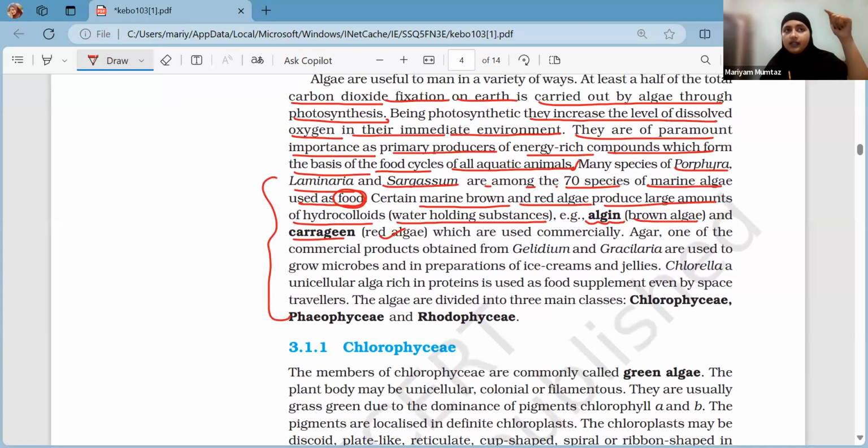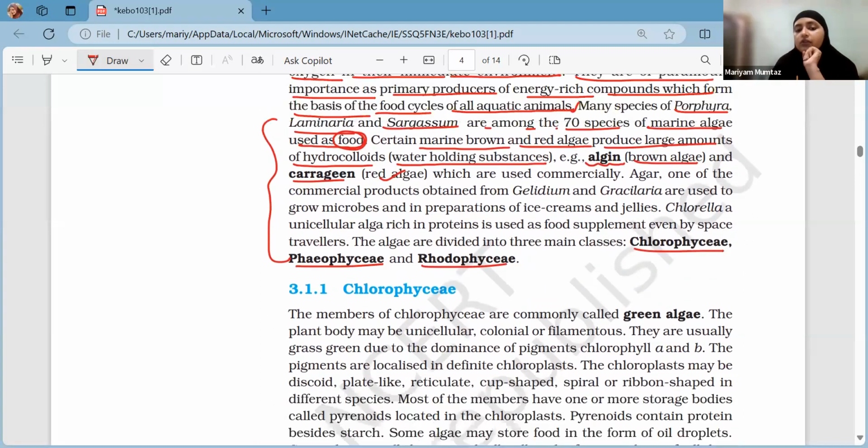See, now kingdom, phylum, then after that, class. Third comes the class, isn't it? So now we'll talk about the classes that come under the division, that is algae. So Chlorophyceae, Phaeophyceae, and Rhodophyceae are the classes. Now talking about Chlorophyceae, these are the green algae. The chloro here is referring to chlorophyll. That is why Chlorophyceae.